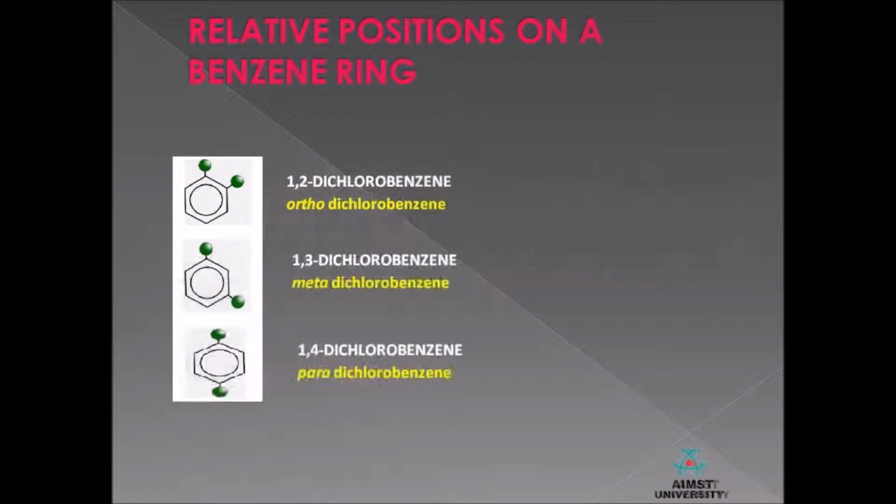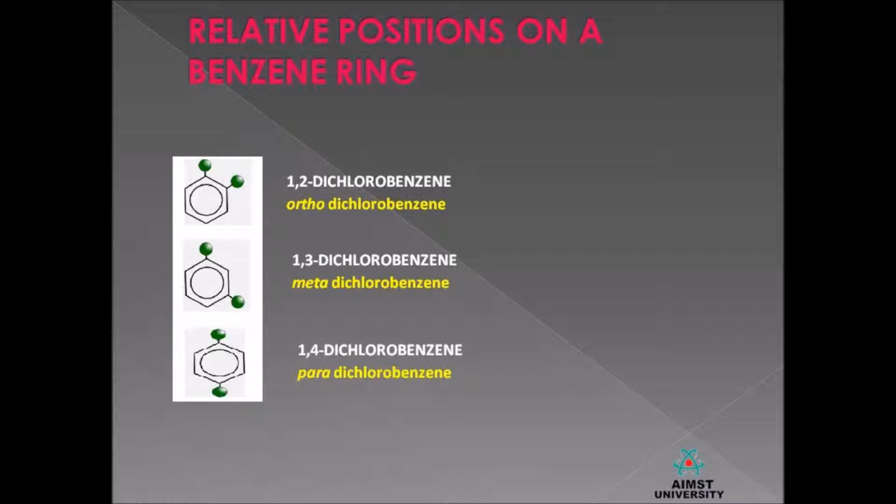Coming to positional isomerism in cyclic aromatic compounds, that is the benzene ring, we have a relative position of positional isomerism. There are 3 examples given here: 1,2-dichlorobenzene, 1,3-dichlorobenzene and 1,4-dichlorobenzene, showing the positions of halogen groups attached at different positions on the benzene ring. The first example, 1,2-dichlorobenzene, is also called orthodichlorobenzene. It has 2 halogen groups attached to the first and second carbon atoms.